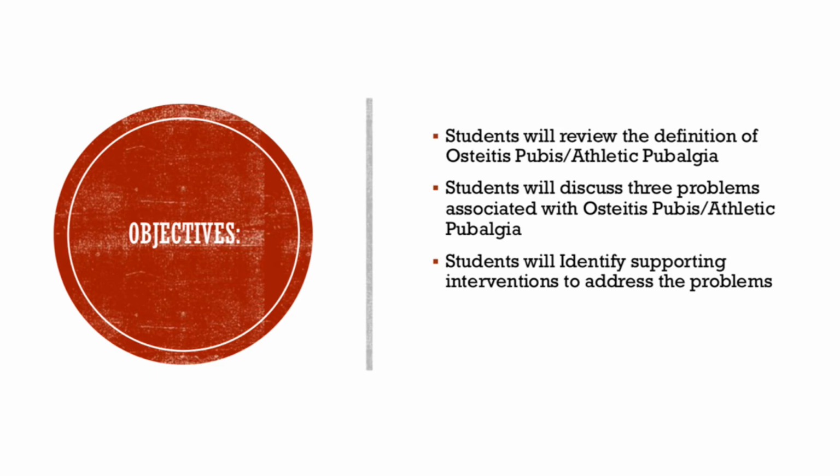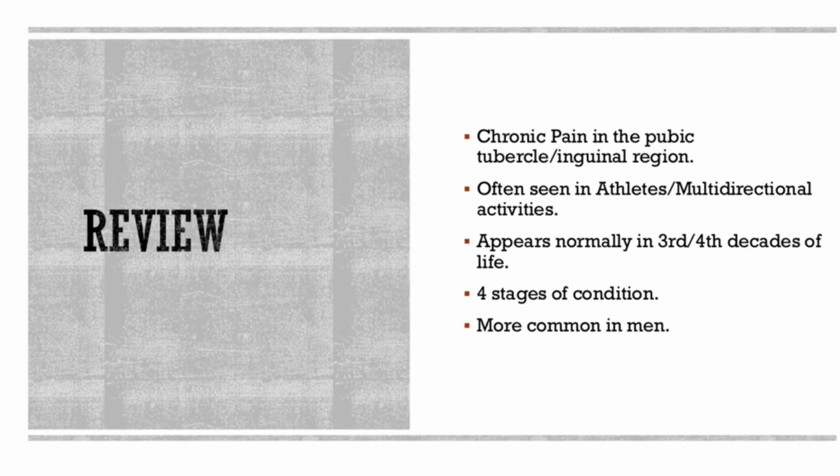So some objectives we're going to learn. Students will review the definition of osteitis pubis / athletic pubalgia. Students will discuss 3 problems associated with the condition. Students will identify supporting interventions to solve the problem. So just getting into a review.